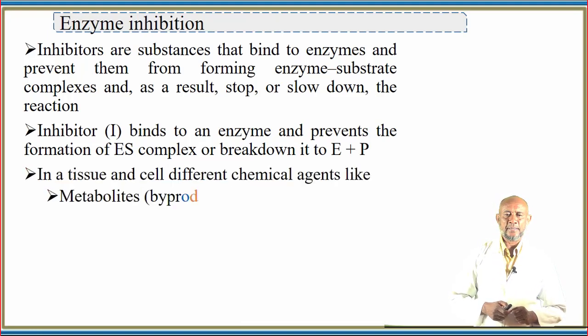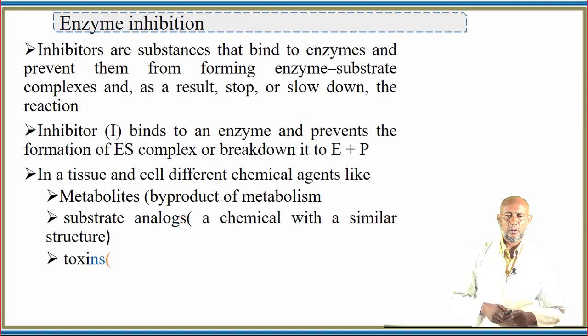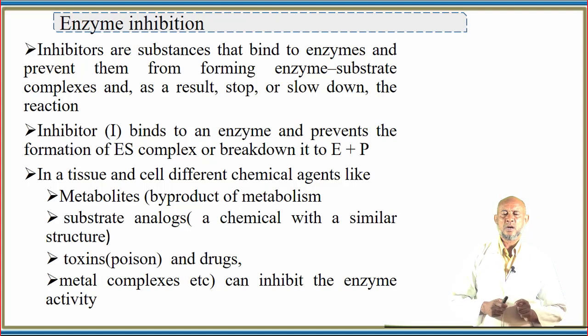In a tissue and the cell, different chemical agents are considered to be inhibitors. For example, metabolites, that is the byproducts of metabolism. Substrate analogs, a chemical with a structure similar to the substrate. Toxins, which are poisons produced in the living system, and some drugs or metal complexes, all these can inhibit enzyme activity.